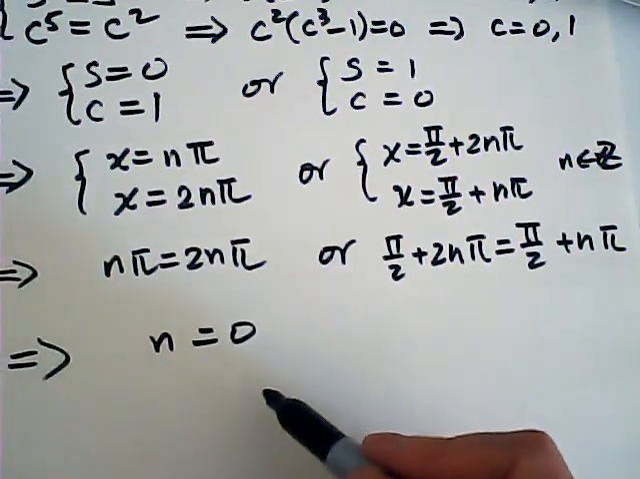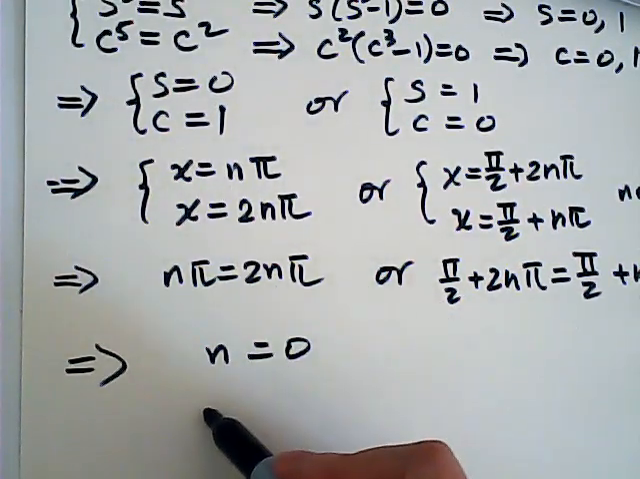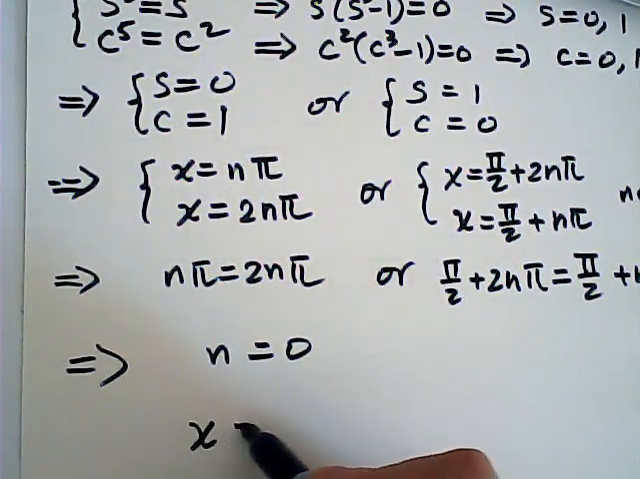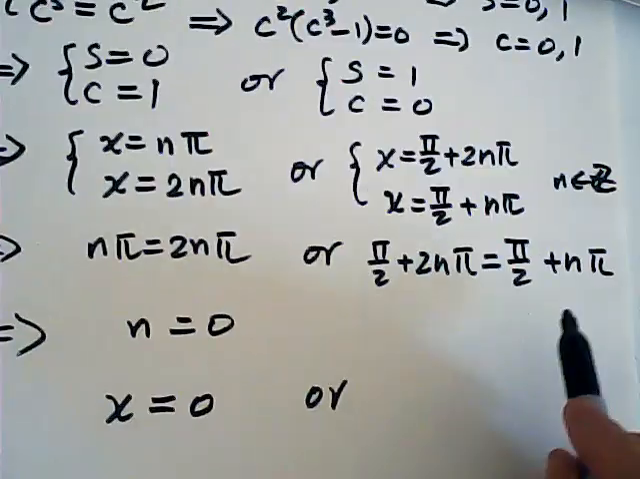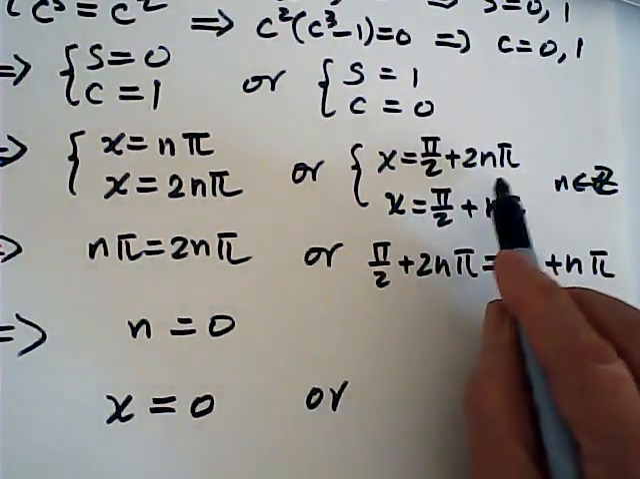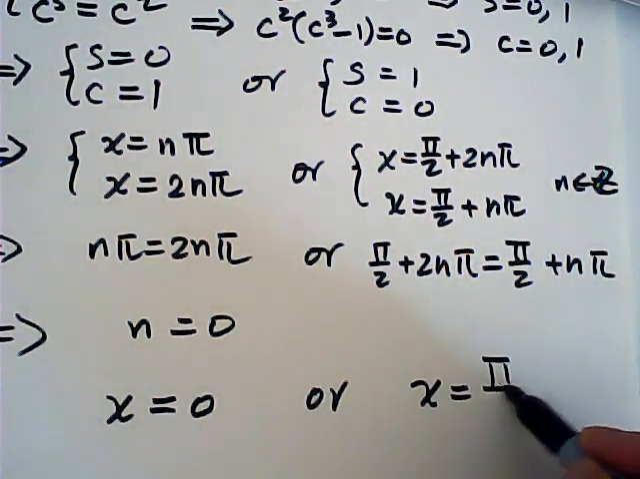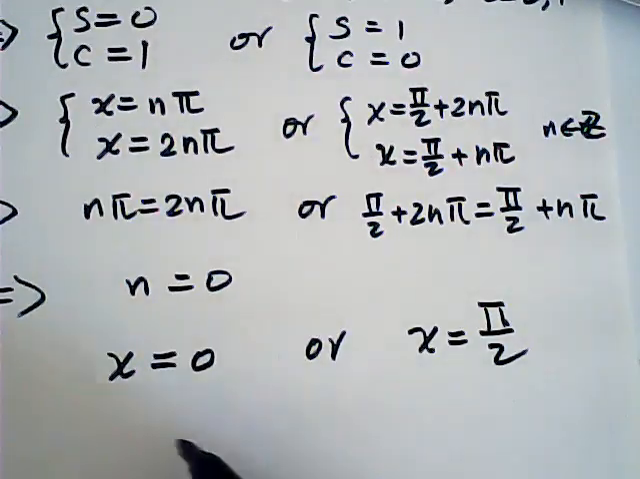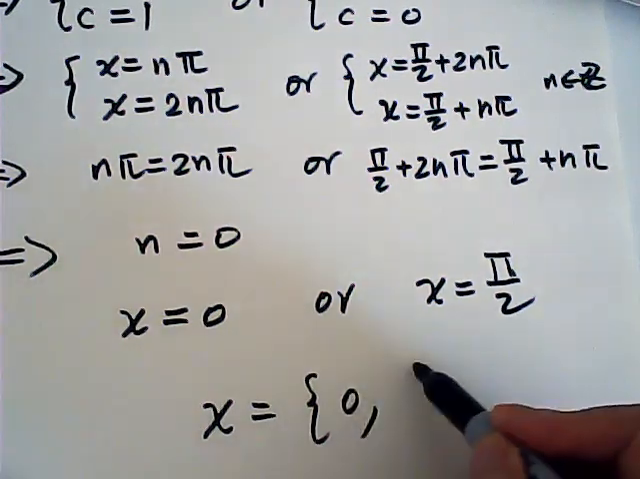So when n is equal to 0, x is equal to 0, right? Or when n is equal to 0 here, x is equal to half pi. So we have two solutions: 0 or half pi.